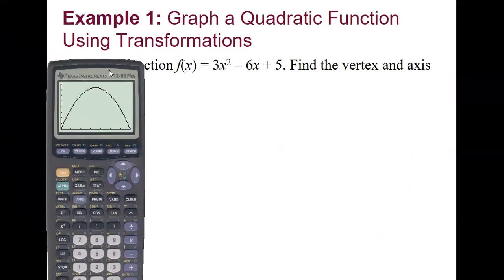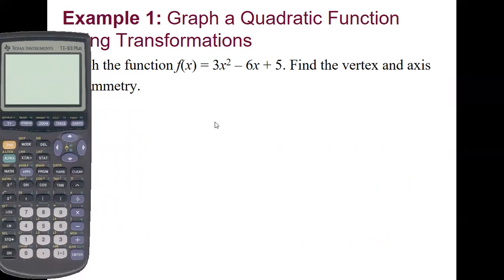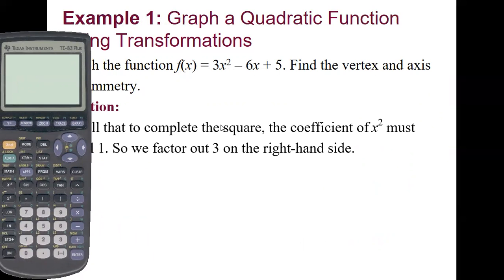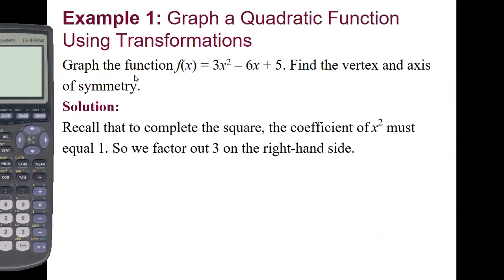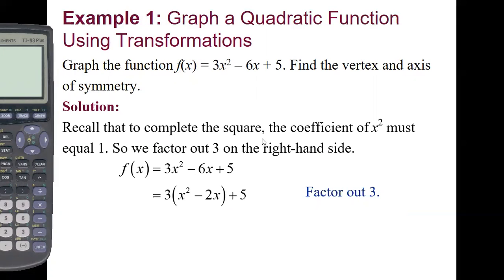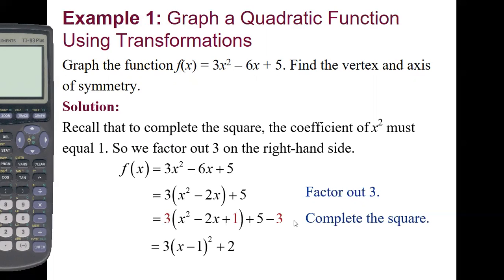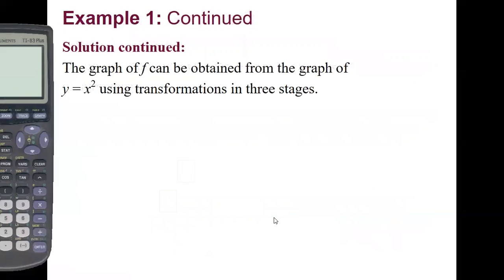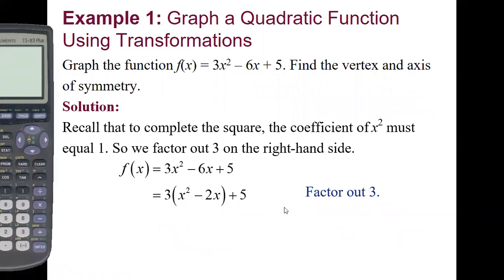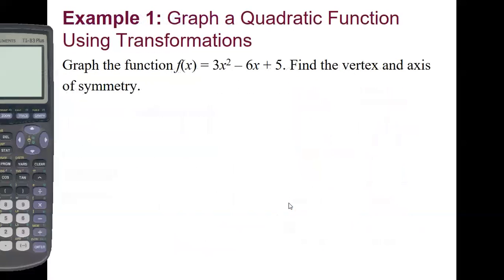All right, so you should be able to find the vertex without a graph and with a graph. By hand, we did completing the square before. So you can do completing the square and factoring out and all that good stuff, and then you can do it that way, or you can use your vertex formula.